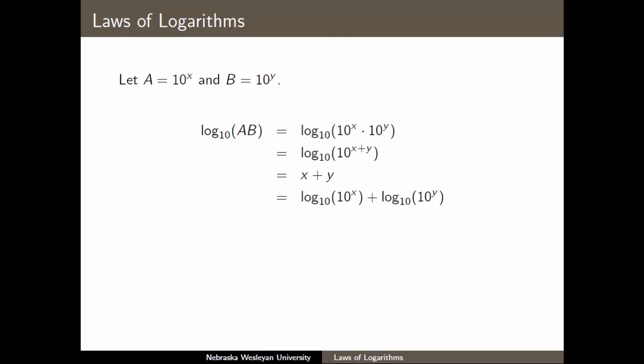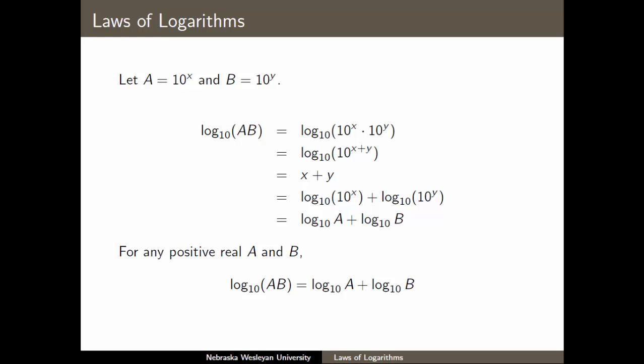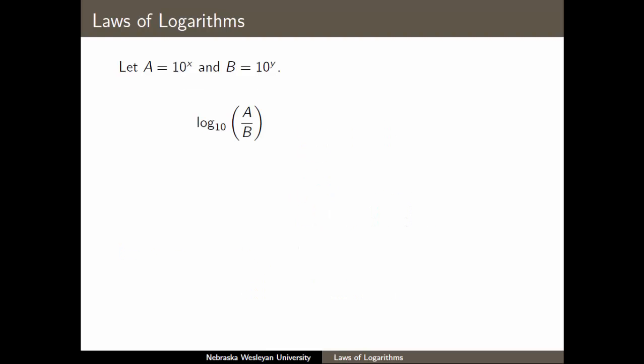But another way to write x is the log base 10 of 10 to the x. And another way to write y is log base 10 of 10 to the y. 10 to the x is the same as a, and 10 to the y is the same as b. So I can write that as log base 10 of a plus log base 10 of b. So if I look at just the first and the last line of this derivation, the log base 10 of the product of two numbers is the same as the log base 10 of the first number plus the log base 10 of the second number. A shorthand for this might be that multiplication on the inside of a logarithm turns to addition of two separate logarithms.